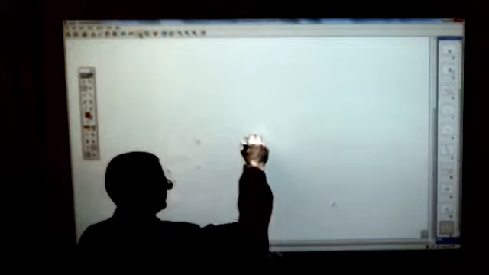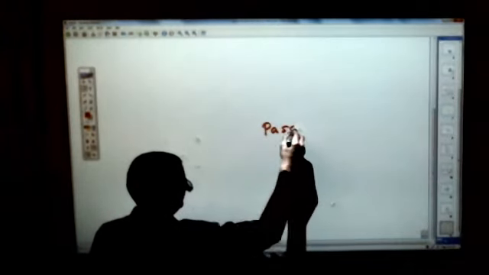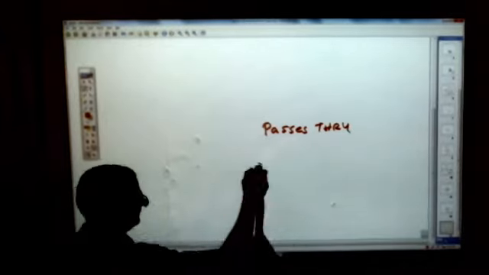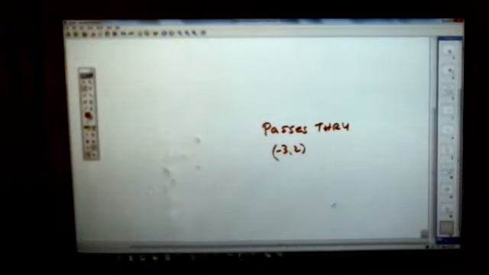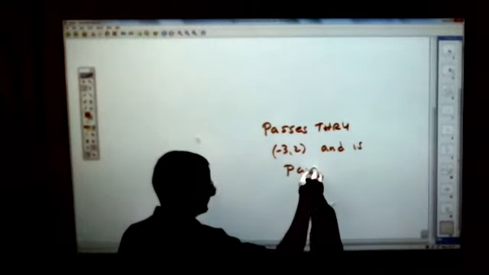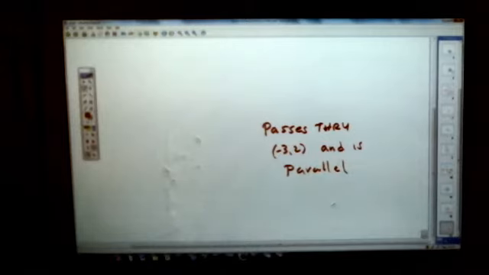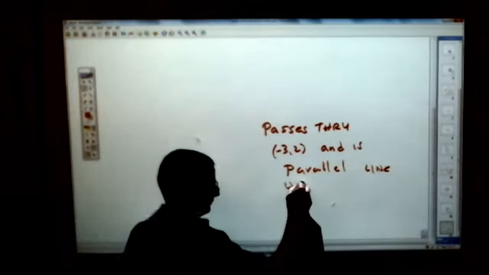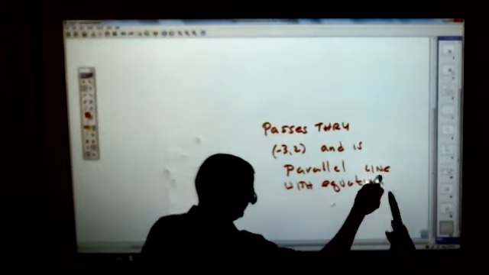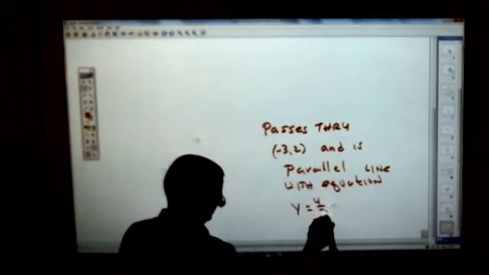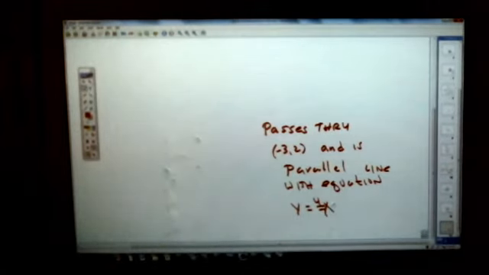Write an equation in slope-intercept form that passes through -3, 2 and is parallel to, this might be a little deeper thinking than most of you are capable of, but we're going to give it a shot, the line with the equation, just kidding for those of you listening at home, y equals 4/7 x plus 1/5. 4/7 x plus what? 5/7.